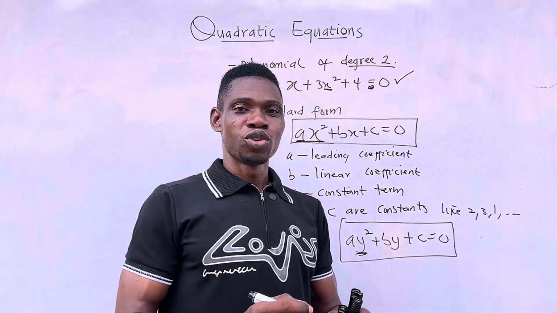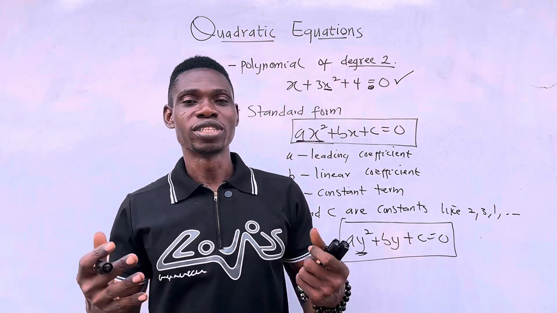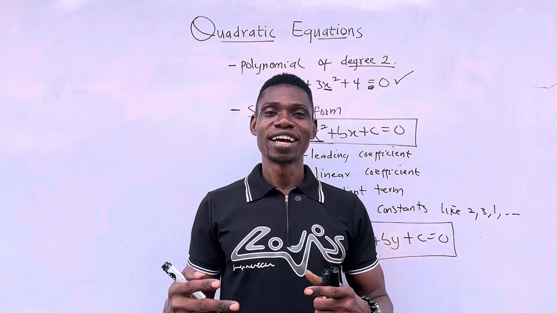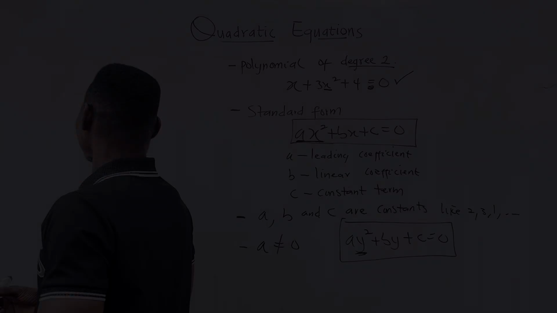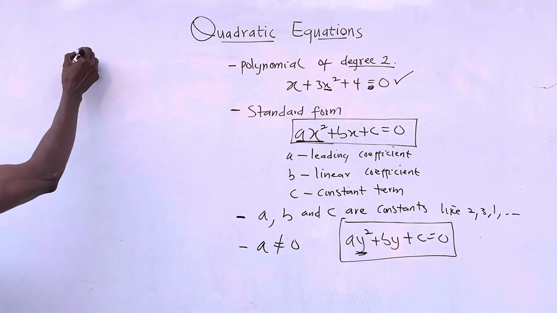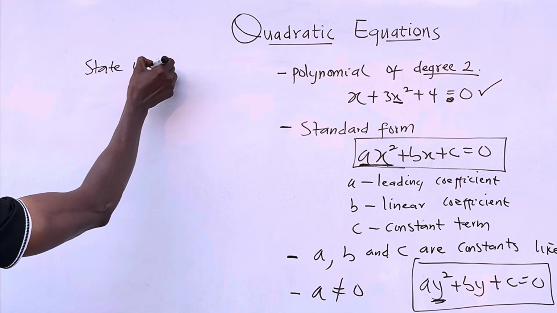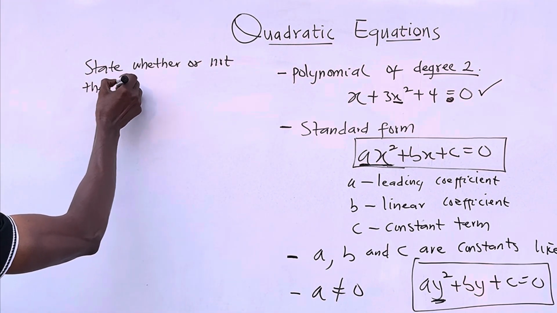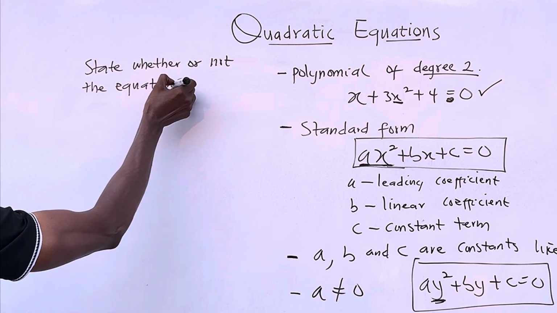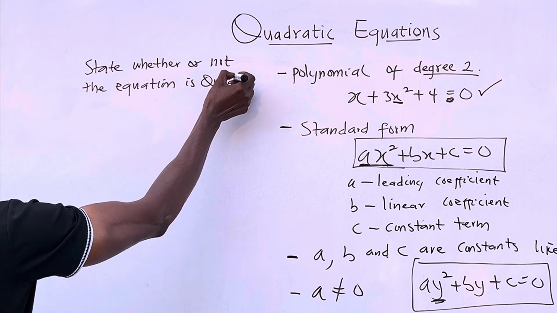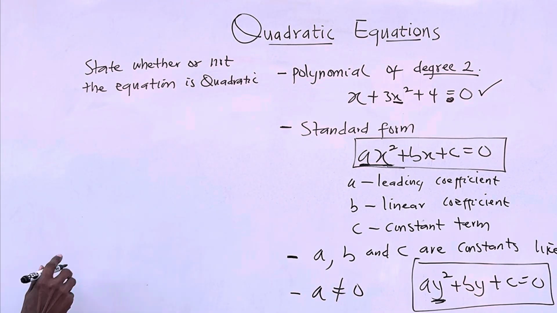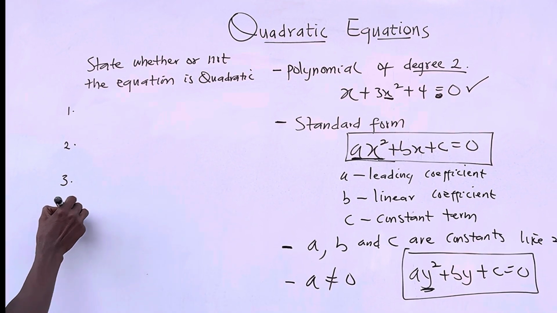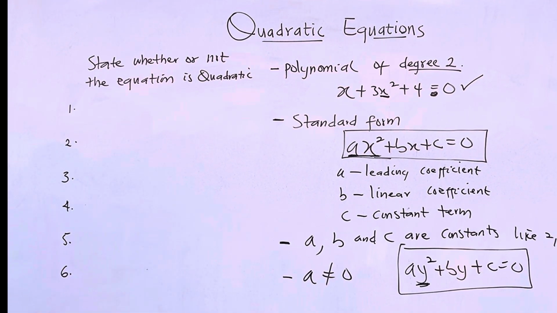So I believe you know what a quadratic equation looks like now. So I'm going to give you 6 equations. You tell me whether or not they are quadratic. Let's go. So the instruction is: state whether or not the equation is quadratic. So 1, 2, 3, 4, 5, and 6.